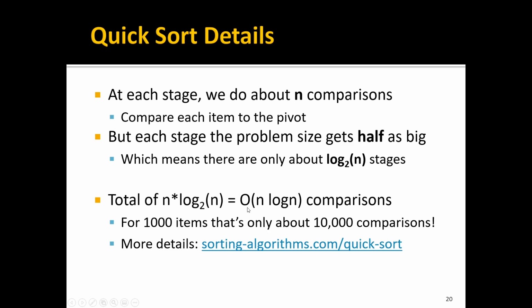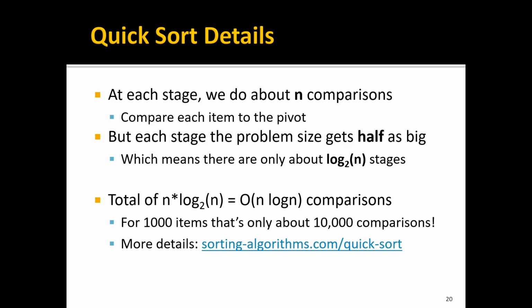Again, with big O, a lot of it is just talking about upper bounds or rough measures of these things. So n log n, total comparisons. If we have 1,000 items in our list, that's only going to be about 10,000 comparisons. Compare that to bubble sort, where it's n squared. If we have 1,000 items, that's 1,000 times 1,000, which is 1,000,000 comparisons.